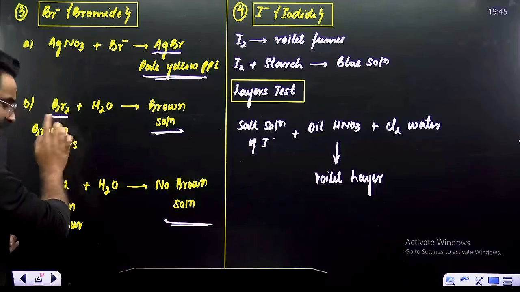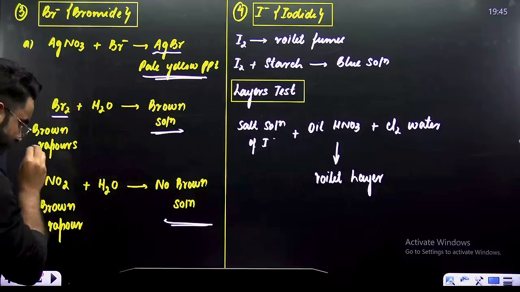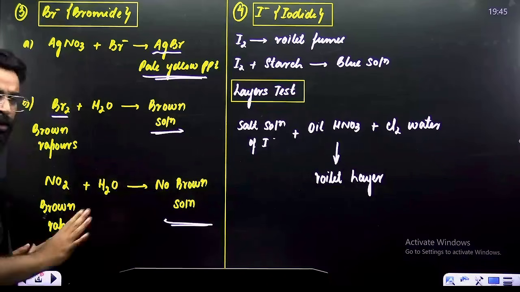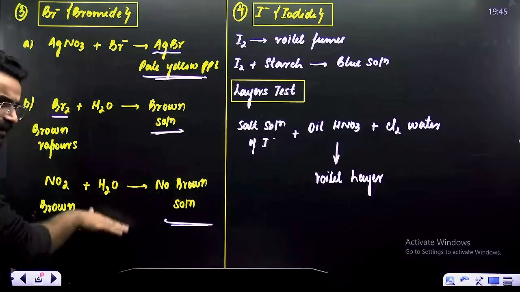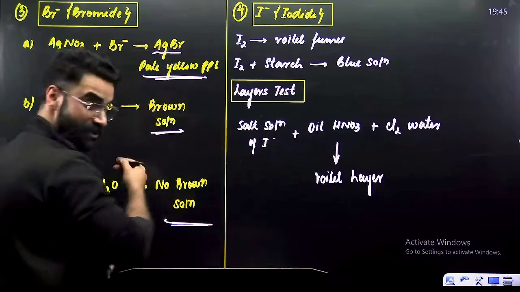First of all, your Br2, which is basically your brown vapors, on treatment with water, forms brown solution. Your NO2 on treatment with water, there will be no brown solution. This is how you distinguish whether the gas is your Br2 or NO2.